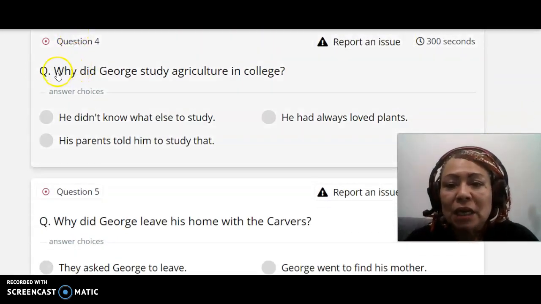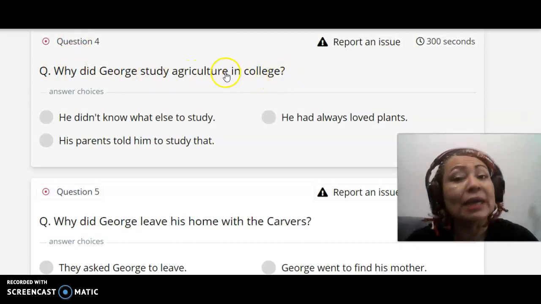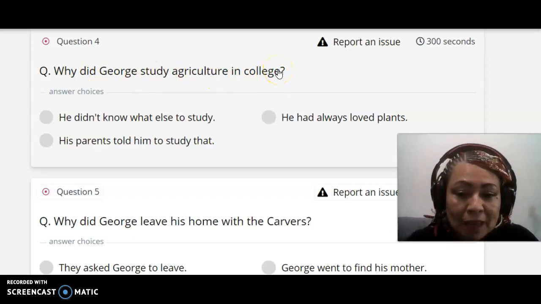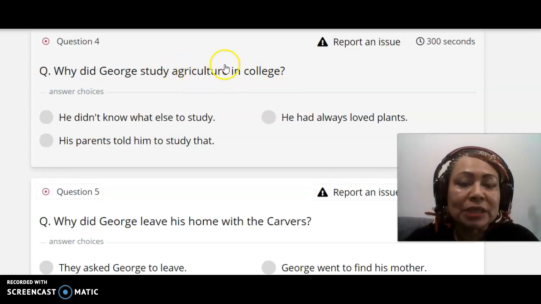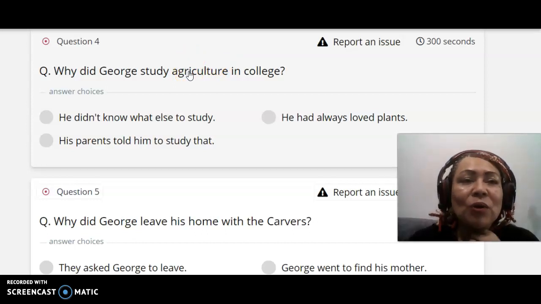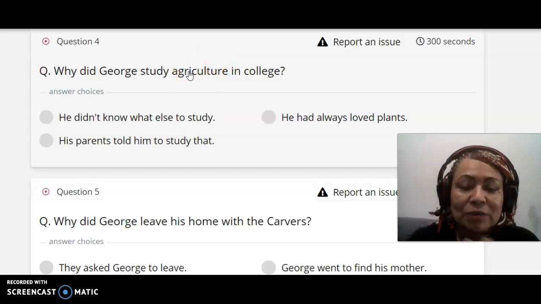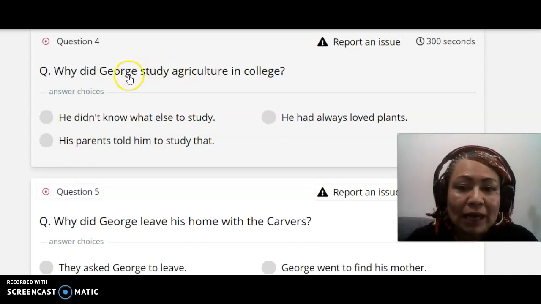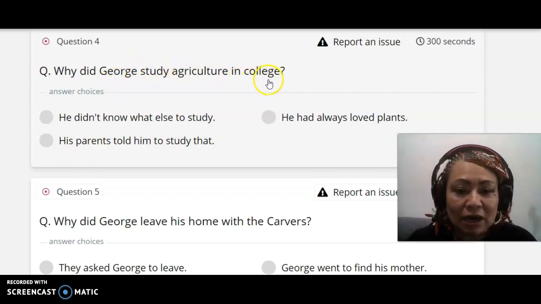Question 4. Why did George study agriculture in college? Okay, we haven't reached this part yet, so we will stop here. But agriculture, as you know, is the science where you study all the things about farming, what can be grown, and we know that George knew a lot about plants already because he had a garden. So we can say that why did George study agriculture in college?